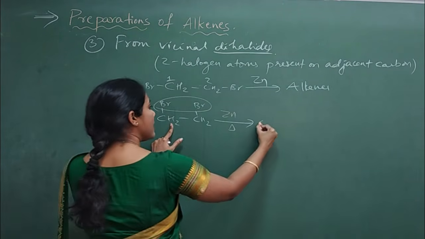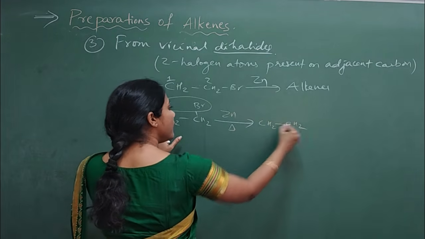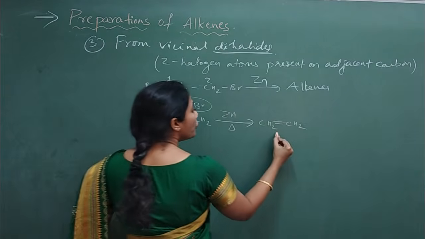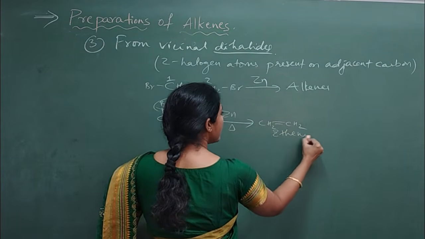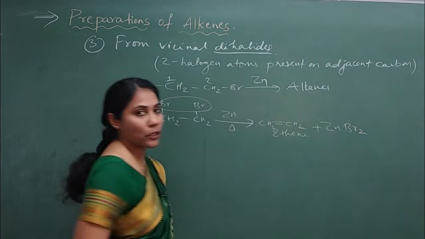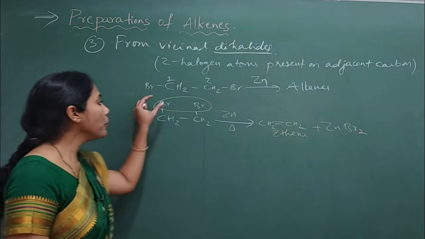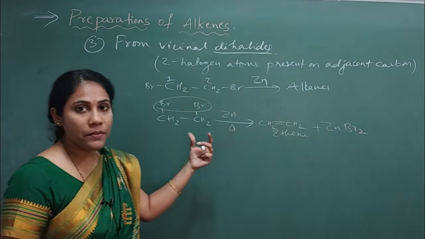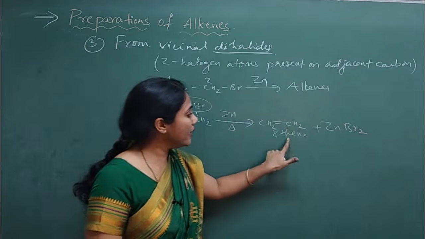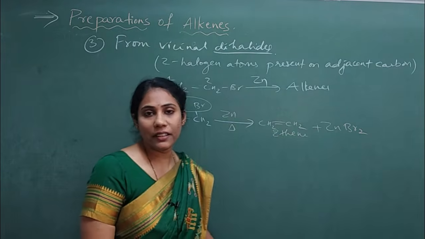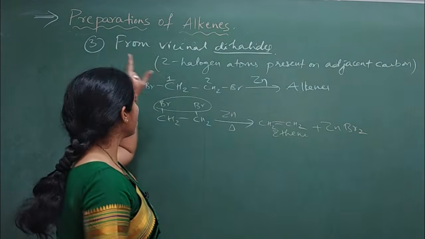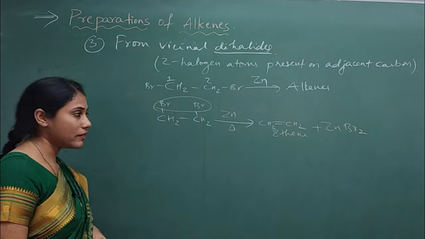So what is remaining? CH2, CH2. To satisfy their valency, you should put a double bond. So this is how you will get ethene here. And what is the byproduct? ZnBr2 is the byproduct. So this is how the two halogen atoms will come out with zinc, forming ethene or any alkene. So this is how you can prepare alkenes from vicinal dihalides. Clear?